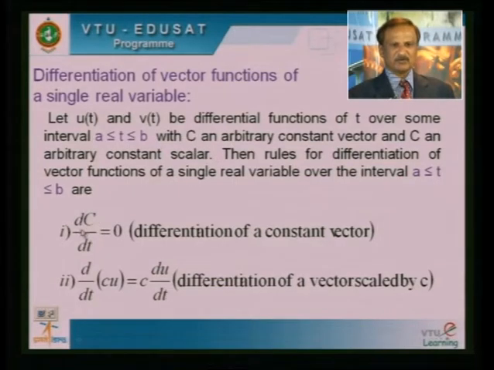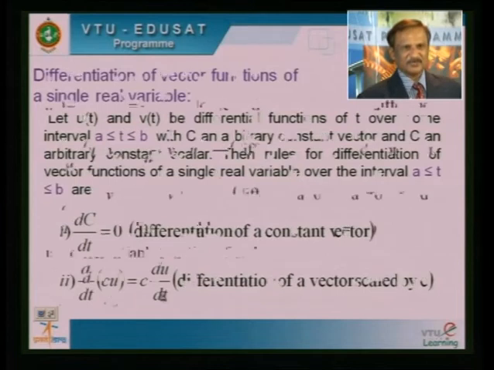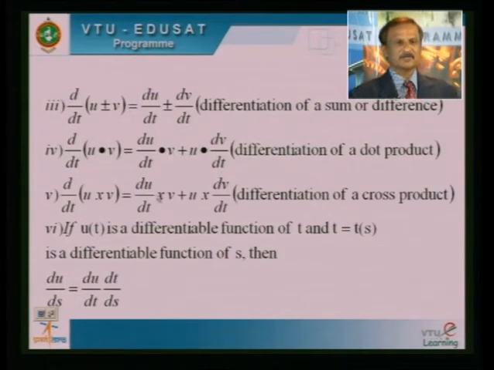Is it clear? So now I want to differentiate a constant, right? So dc by dt, and we know that the derivative of a constant is 0. Is it clear? Right, and similarly sometimes it may be of this type, c into u, right? So u may be a vector function and c is an arbitrary constant. Is it clear? We can keep the arbitrary constant as it is, and you can differentiate u with respect to t. Is it clear? So like that you can find the derivative of u into c or c into u.